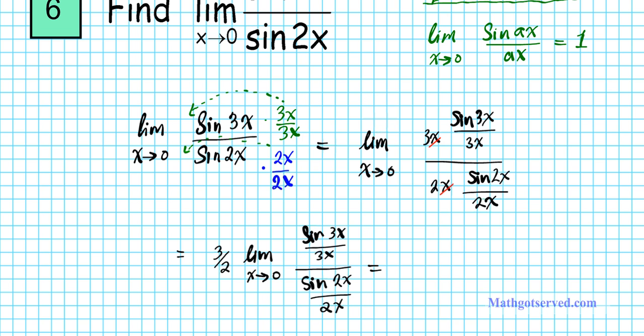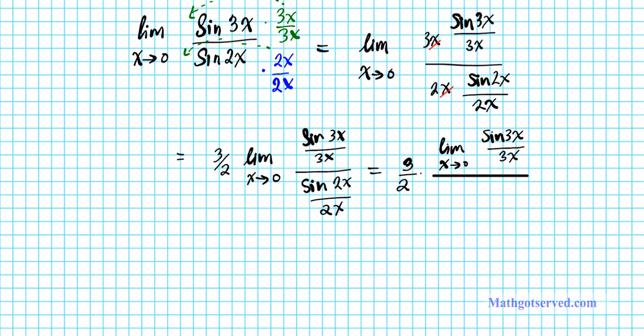Now applying the property of limits to this expression, I can write this whole expression as 3 over 2 times the limit as x approaches 0 of the numerator, which is sine 3x over 3x, that entire numerator divided by the denominator, which is going to be the limit as x approaches 0 of sine 2x over 2x.